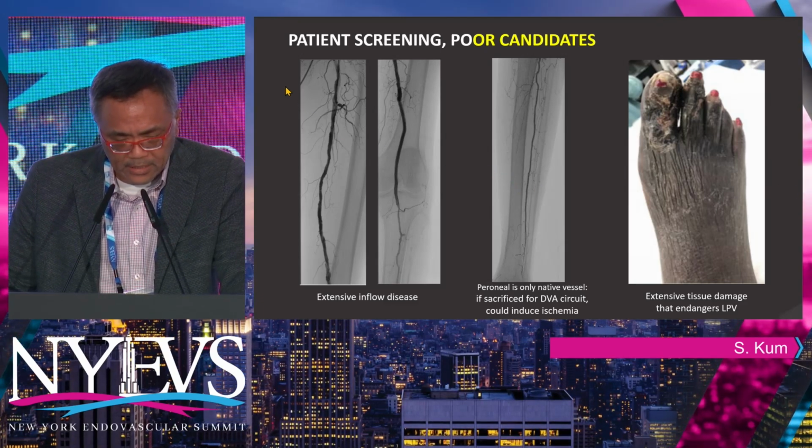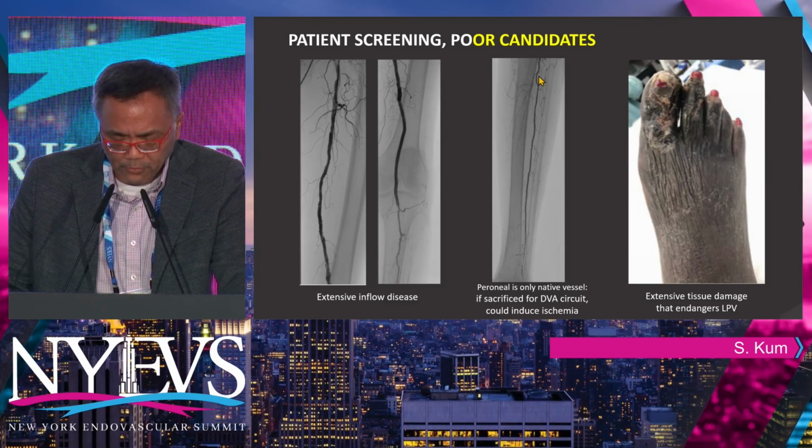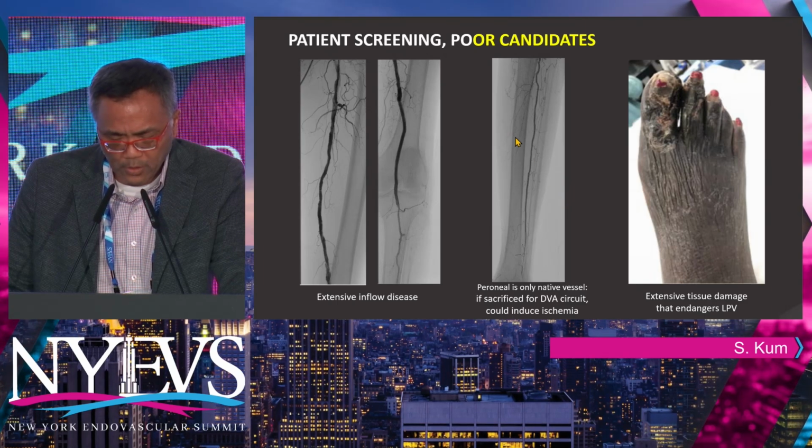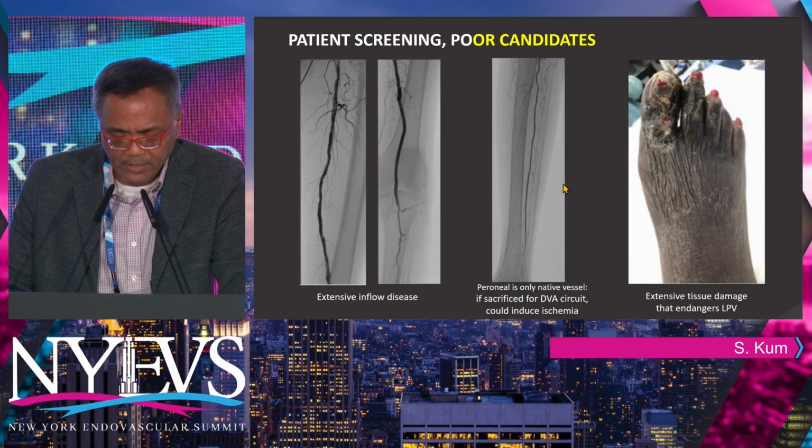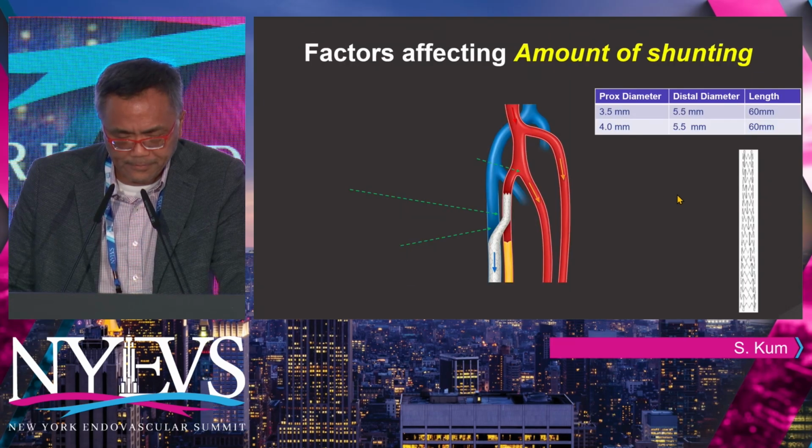Poor candidates, extensive inflow disease, as I mentioned, having the peroneal as a single vessel. You don't want to cross from a peroneal artery to a peroneal vein, leaving the patient without any arterial circulation.